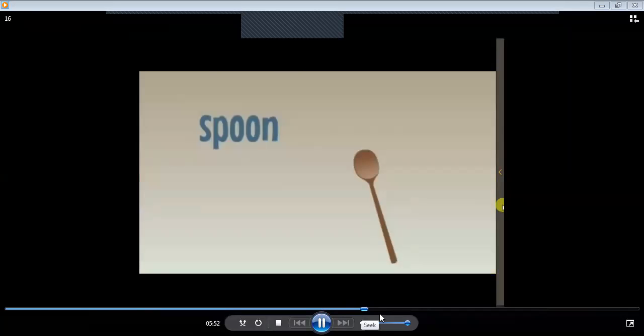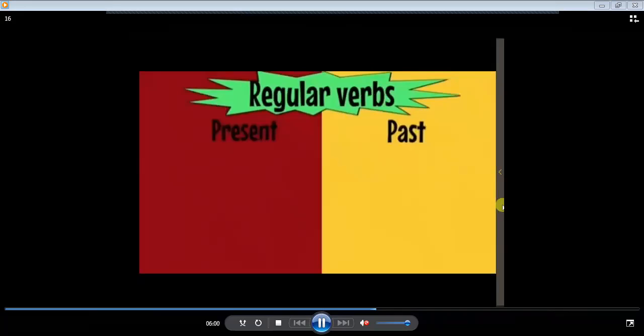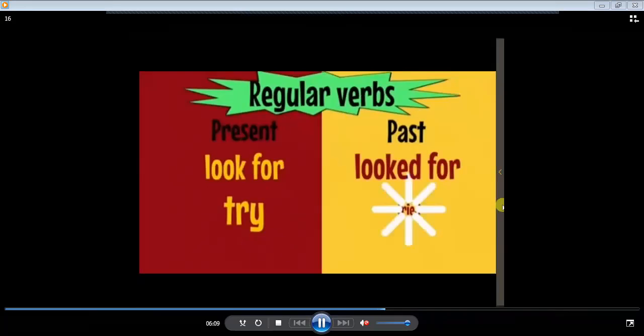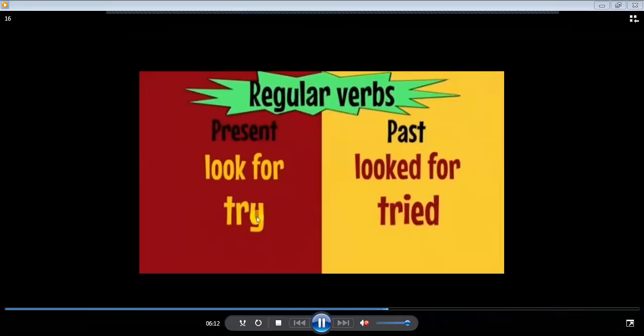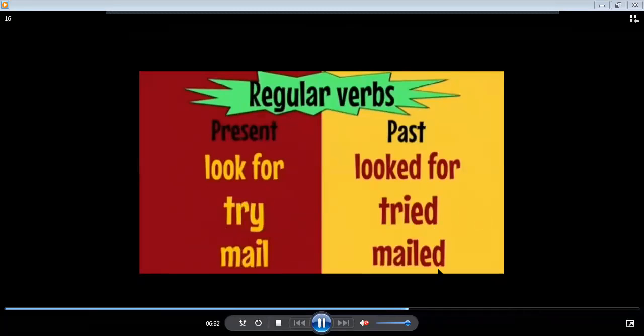Okay, spoon. This is spoon. Okay, verbs. Regular verbs first. Regular verbs, present and past. Looked for, tried. Okay, pay attention here. We drop the y and put ied in the past. If you have a y and there is a consonant before it, you drop the y and put ied in the past form. Mail, mailed.